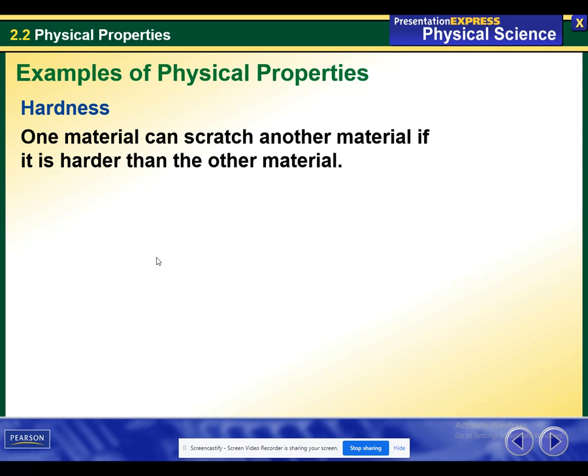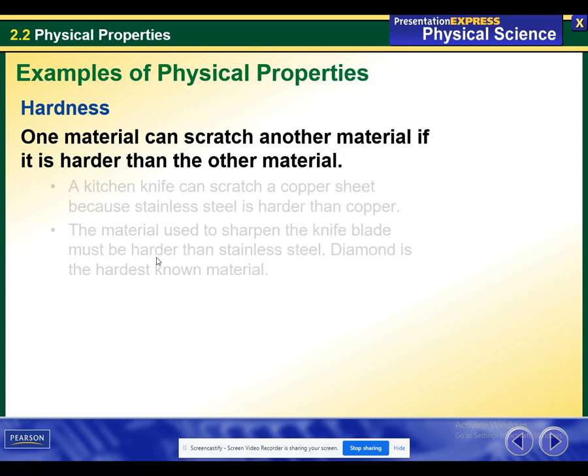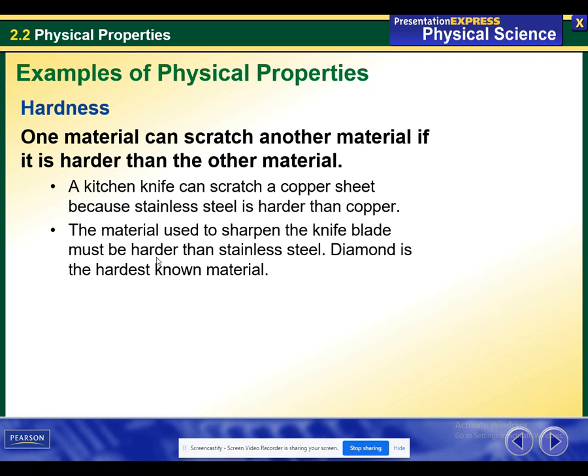Hardness is our next one. It is defined as one material can scratch another material if it is harder than the other material. A good example of this is if you had a kitchen knife and a copper sheet, because there might be some cooking sheets that are made up of copper, and say you're cutting on that cooking sheet. Well, that kitchen knife is made up of stainless steel, and in fact, if you scratch it against copper, it's going to scratch it. And that is because stainless steel is harder, remember hardness, than copper.